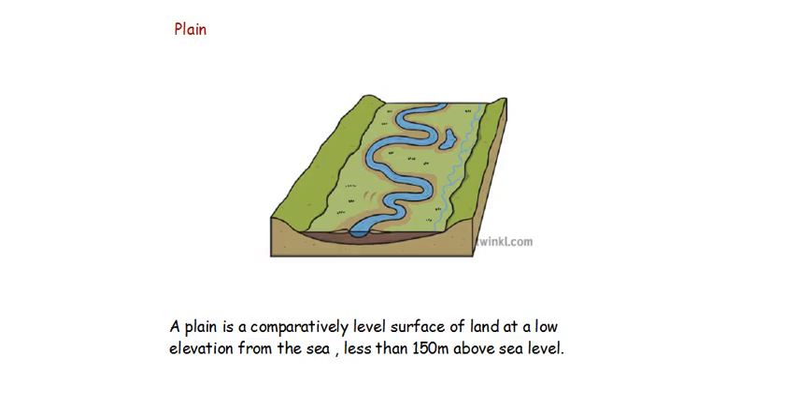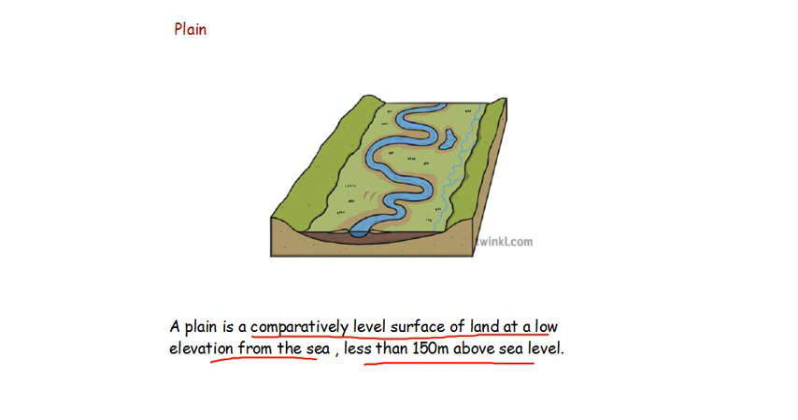Now the last landform is known as plain. Now what is plain? A plain is a comparatively level surface of land at a low elevation from the sea, and it is less than 150 meters above sea level.